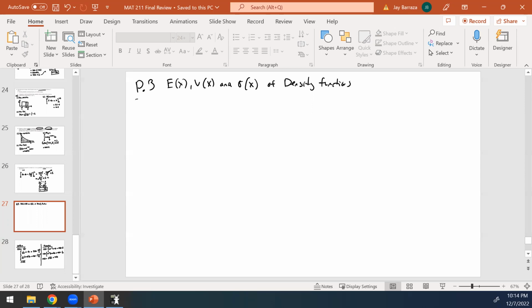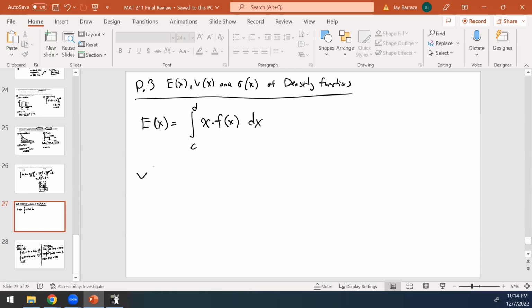So the expected value for a density function is the integral from c to d of x times f of x dx. And the variance is the integral from c to d of x minus mu squared times f of x dx. It looks exactly the same as the last one. It's just an integral instead of a sum. So we'll do an example from practice.